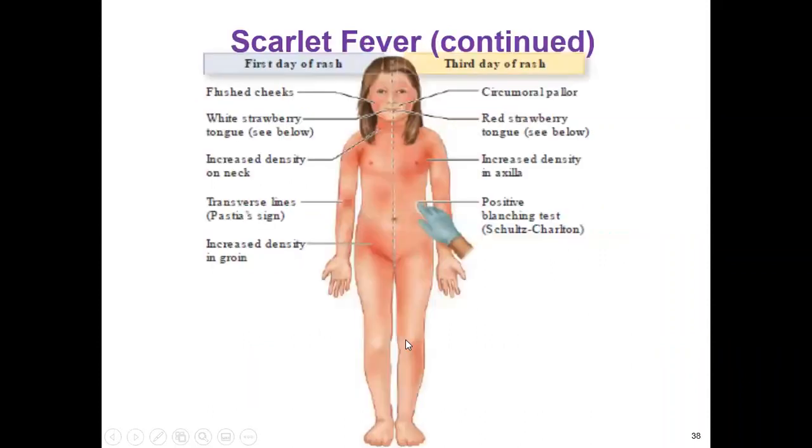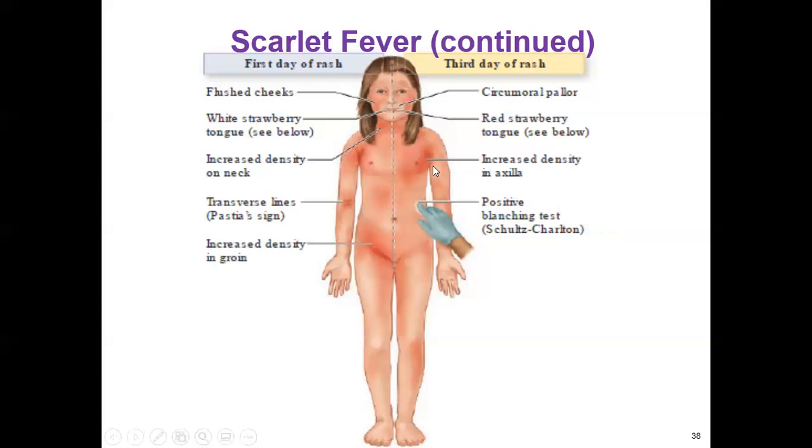And now the signs and symptoms. First day of rash and third day. The patient develops flushing in the cheeks, then white strawberry tongue. There is increased density in the skin over the neck, transverse lines in the folded areas, and increased density in the groin. But on the third day of rash, we can see circumoral pallor and red strawberry tongue. At the beginning it was a white strawberry tongue, but later it is red strawberry.